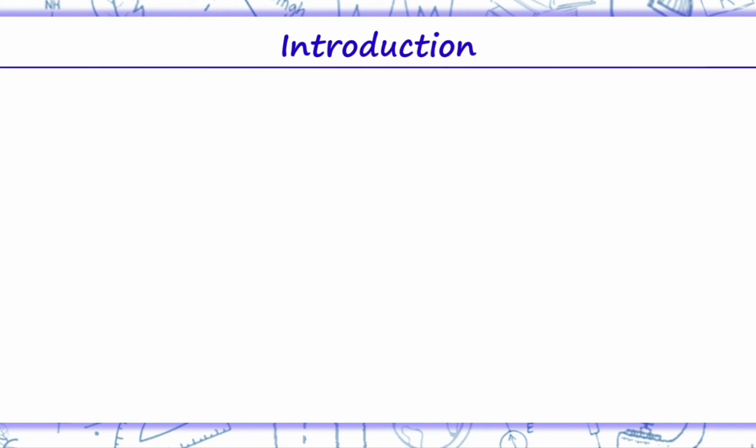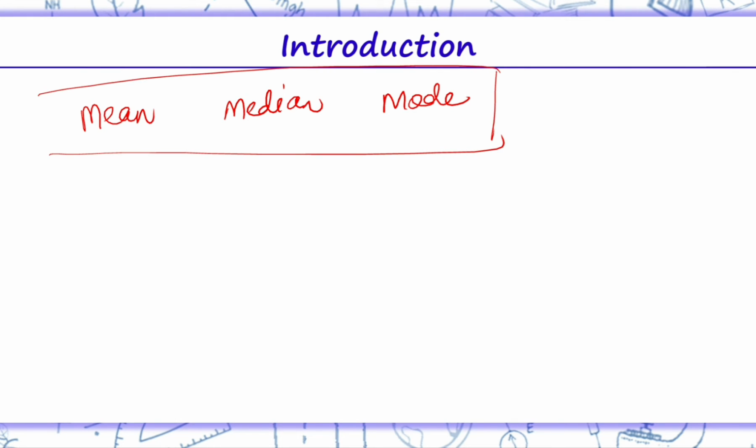Now coming on to the introduction part, as we have already studied in statistics, the arrangement of information that we can represent graphically or in tabular form. We have studied the measures of central tendency, that is mean, median, mode, in our previous classes. So these are measures of central tendency.